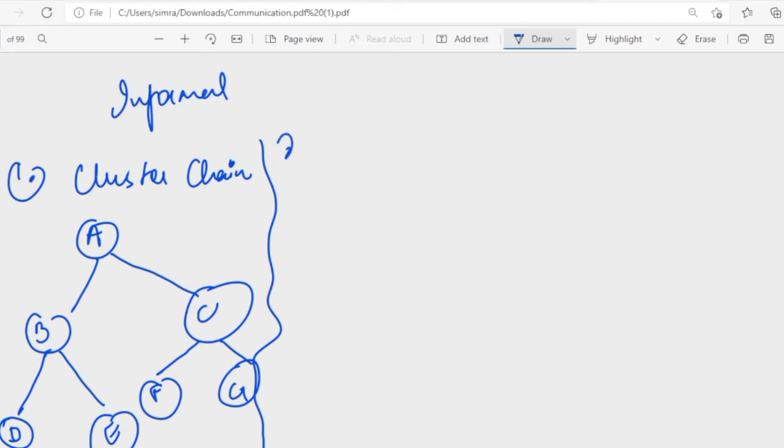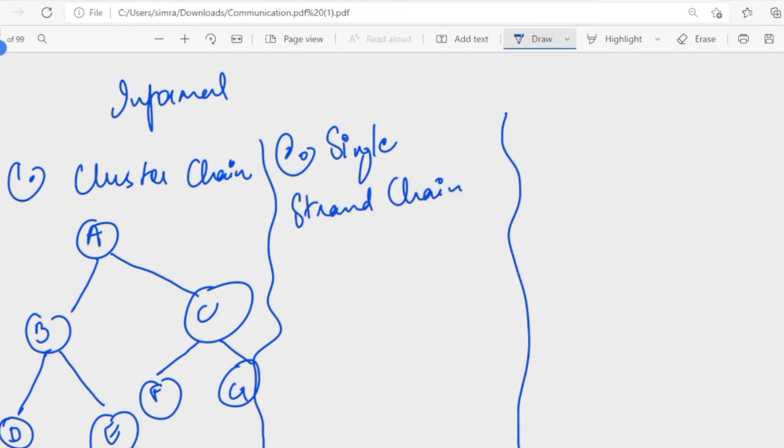Now the second type of informal communication is the single strand chain. What do you mean by single strand chain? Single means single, and strand means one line. We say the strand of a hair, right? So what does it mean? A line.